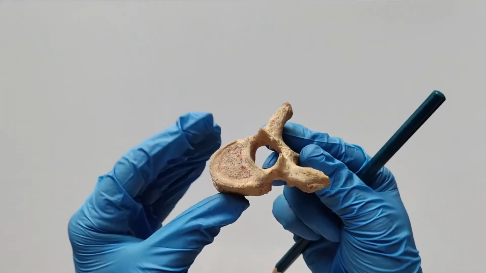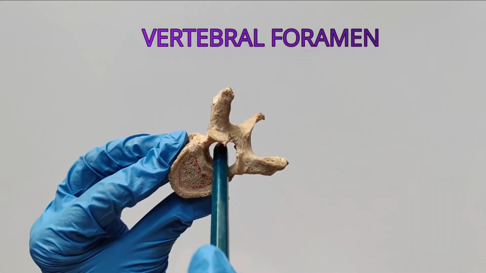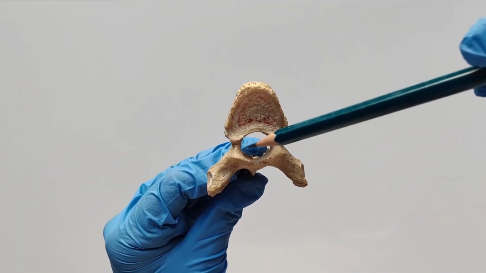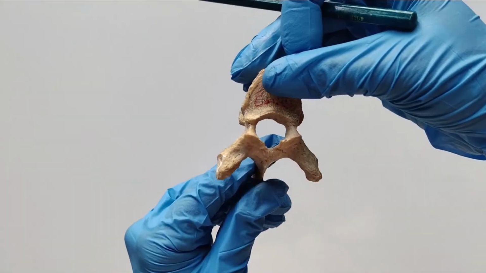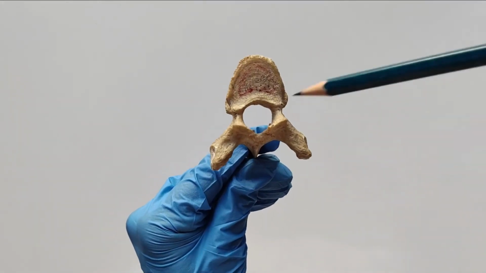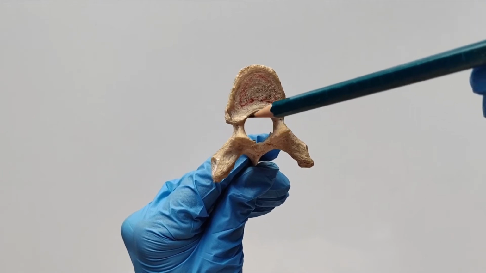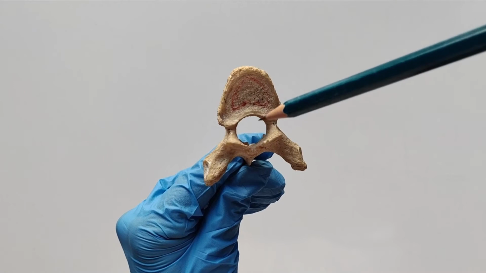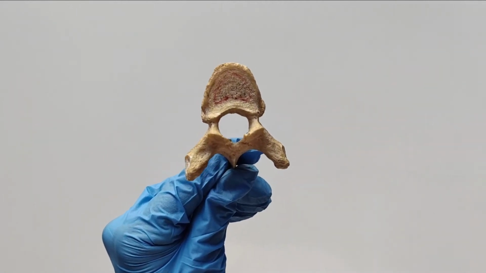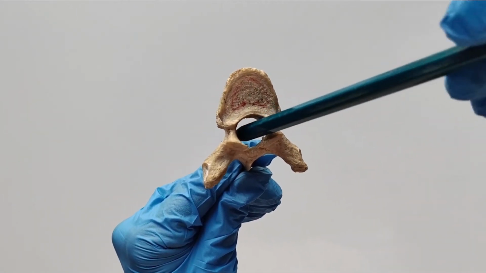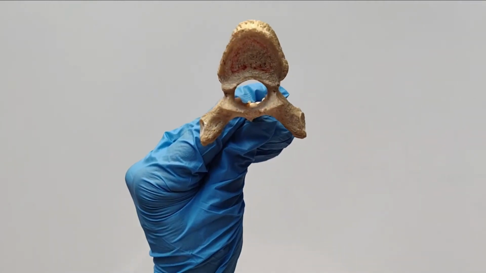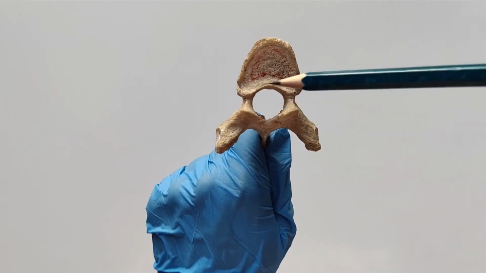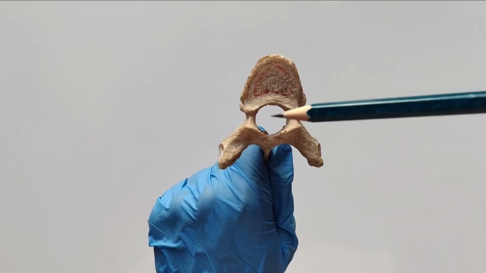Next, let's look into the vertebral foramen. So, here is the vertebral foramen. The vertebral foramen is smaller in size. When you compare it with the foramen of the typical cervical vertebra, you can notice that the size is smaller. The vertebral foramen is smaller in size and it is nearly circular. You can see the shape is almost circular.